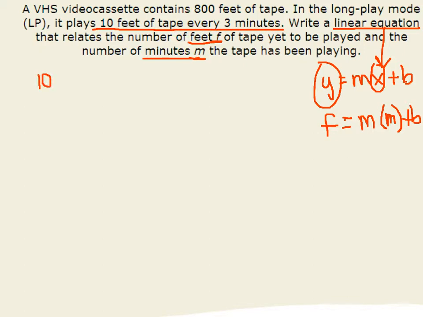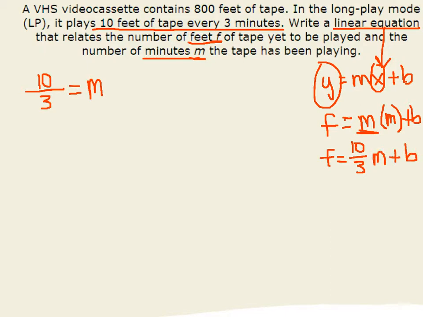So 10 feet of tape per 3 minutes. That's a ratio, it's a rate of play. It's how many feet are used up per 3 minutes. So that is our rate of change, which is another name for slope. So that's going to be this m here, our slope. So far, our equation is f equals 10/3 m, which is nice, we got rid of that double m thing, plus b.